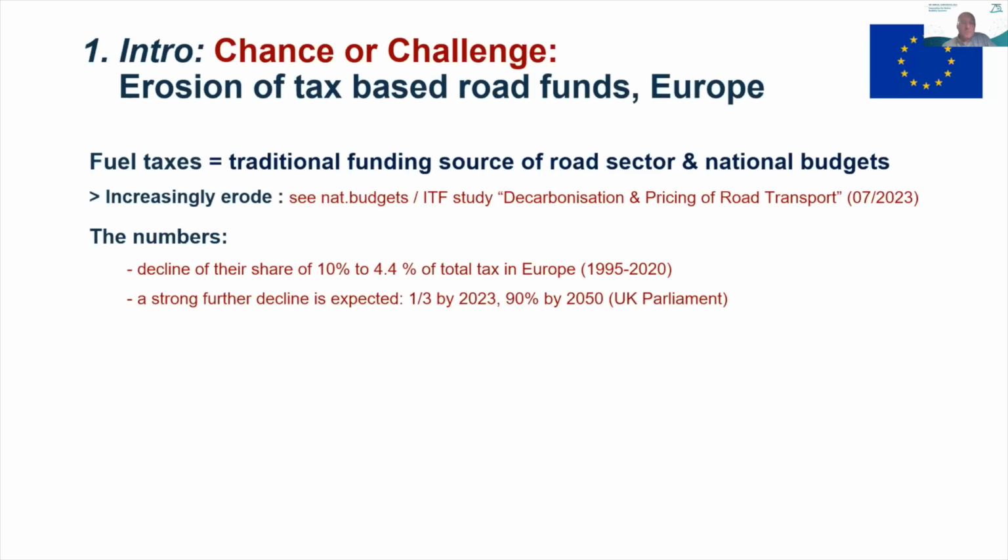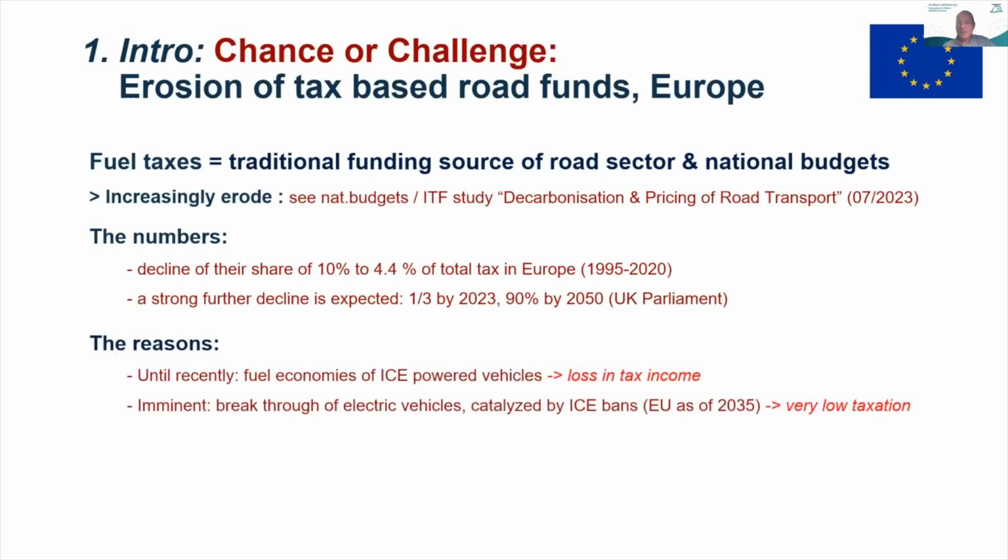And more than 50% of road taxes were siphoned off, used for other purposes. This huge portion of income has declined to 4.4% until 2020. It's further declining. More declines are expected, even a third by 2023-24, and even 90% in 2050, according to the UK Parliament. You know the reasons, as Cesar already has mentioned.